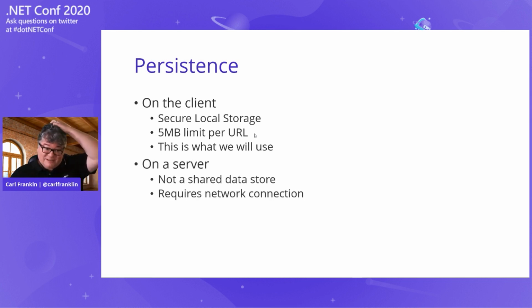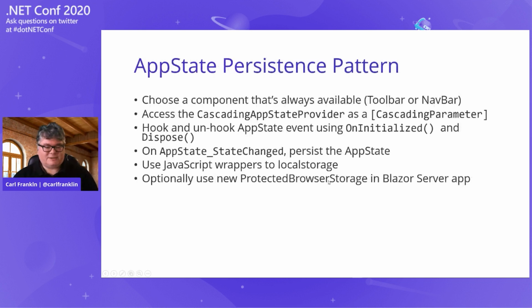On a server, of course, you don't want to use a shared data store, but you certainly can persist it to a database. The downside is it requires a network connection. So here's the app state persistence pattern. We're going to choose a component that's always available, like the toolbar, the nav bar. We're going to access the cascading app state provider. We're going to hook and unhook the same way we did with the service. And on the state changed, we're going to persist the app state.